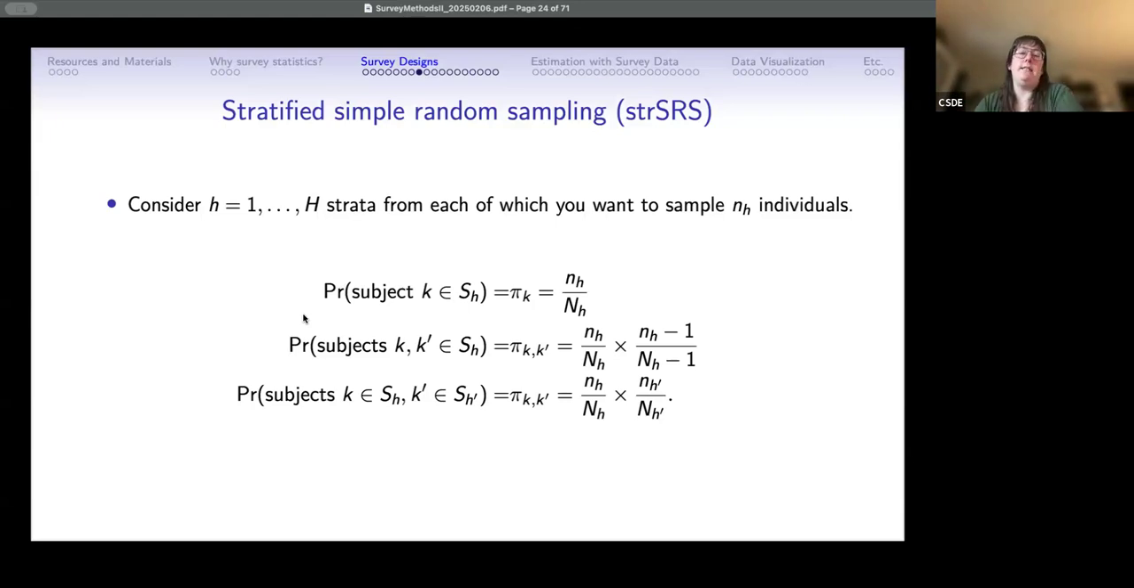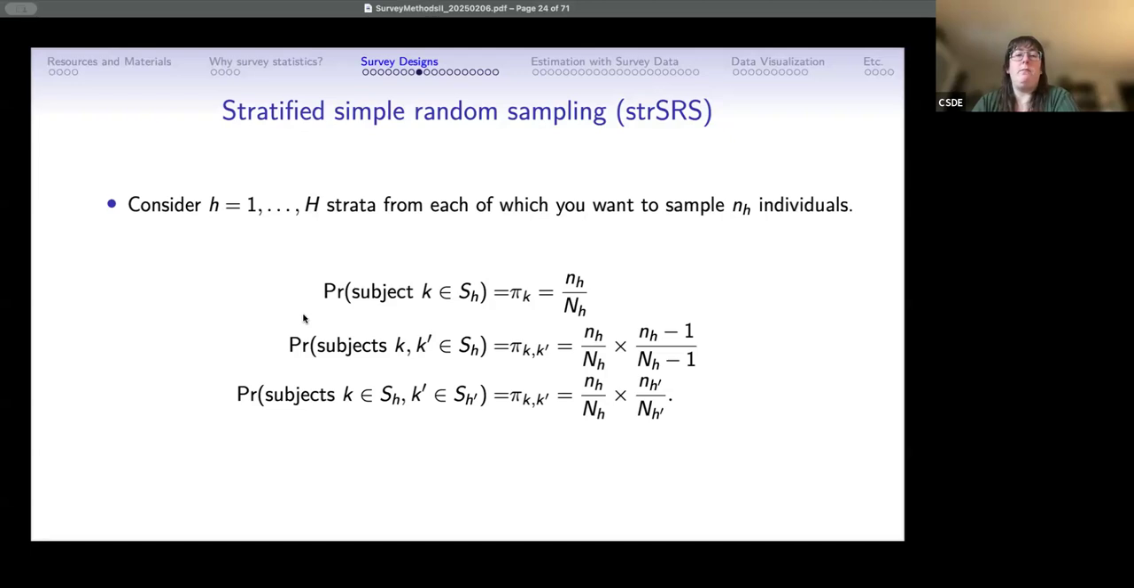Moving on to stratified simple random sampling. The next most simple design, besides a simple random sample, is to stratify the population into capital H groups, and then do a simple random sample within each of those groups. And from each of those groups, we would sample little n_h individuals.